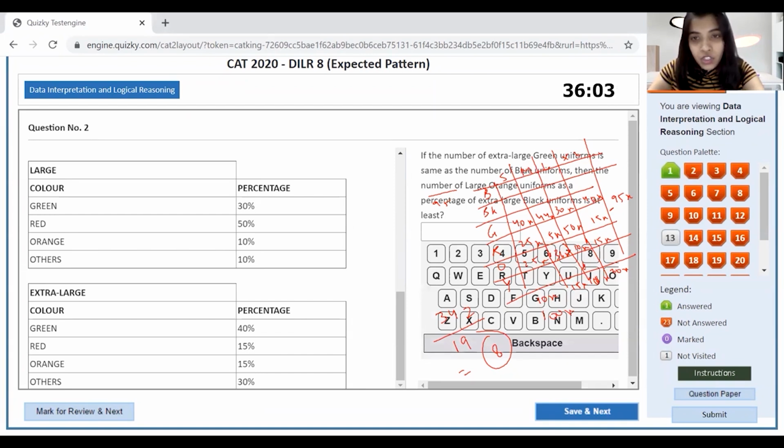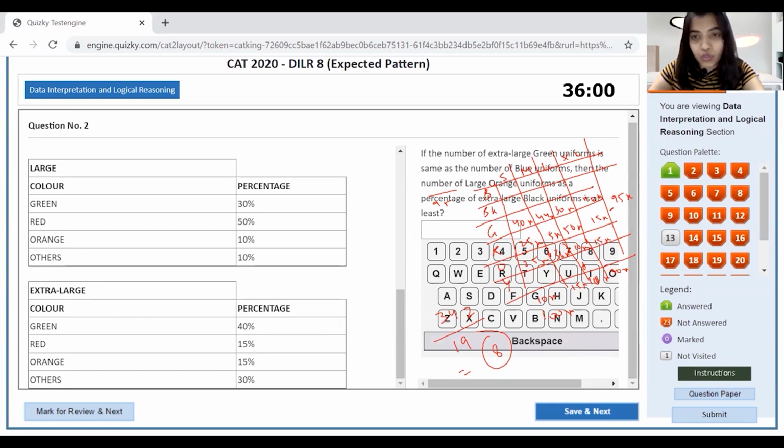If the number of extra large green uniforms is the same as the number of blue uniforms, extra large green uniforms are 40x, which is equal to the number of blue uniforms, which we don't know. Now guys, let's look at the remaining number of uniforms that we have here: 10, 15, 10 and 30. What does this make? 30, 40, 50, 65. So 65x, they're saying, is equal to the number of blue uniforms. So 65x minus 40x is equal to 25x. 25x is the remaining black and yellow colored uniforms.